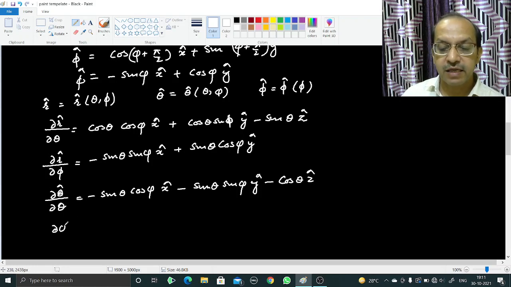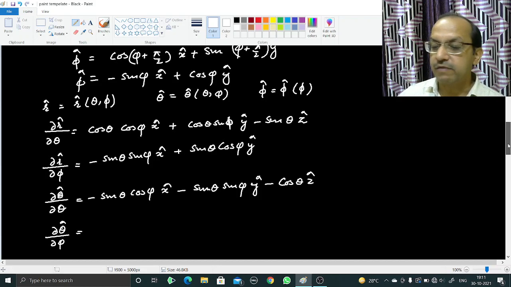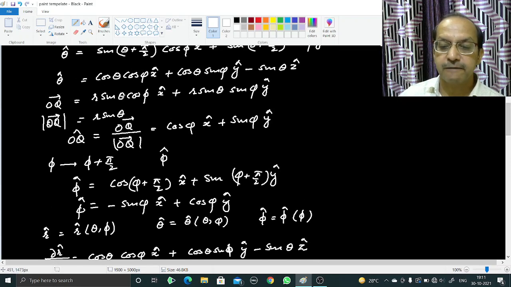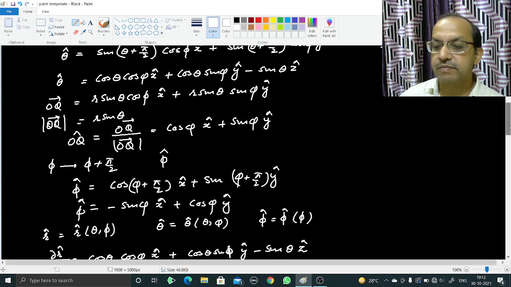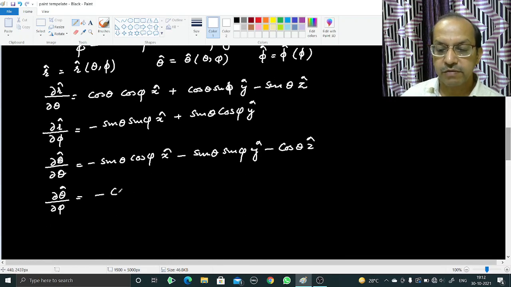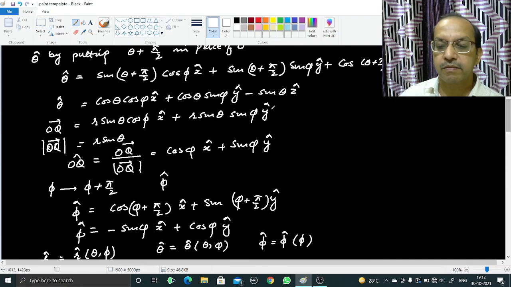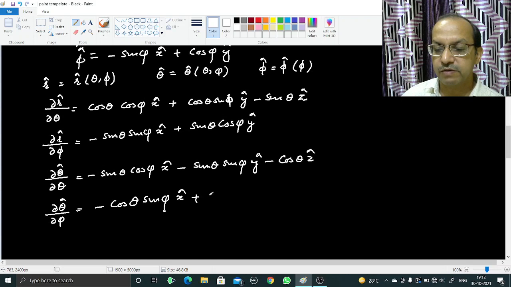And the next term, del theta cap, del phi. So differentiation of theta cap with respect to phi, it will be how much? The theta cap is here. Differentiation will be minus sine phi here, cos phi here, and this term will be 0. So it will be minus cos theta sin phi x cap plus, sin phi will be converted to cos phi, cos theta cos phi y cap.